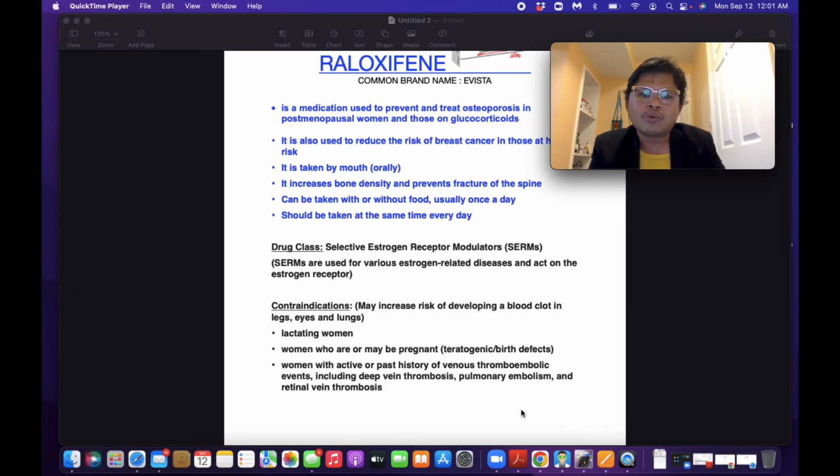So who is contraindicated in taking this drug? Number one, lactating women. Number two, women who are or may be pregnant. This drug is teratogenic, meaning it causes developmental abnormalities and birth defects. Another thing that I've already discussed, women with active or past history of venous thromboembolic events, including deep vein thrombosis, pulmonary embolism, and retinal vein thrombosis, because this drug increases the risk of developing a blood clot.